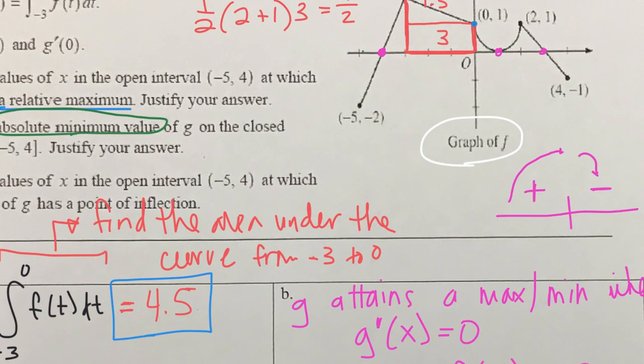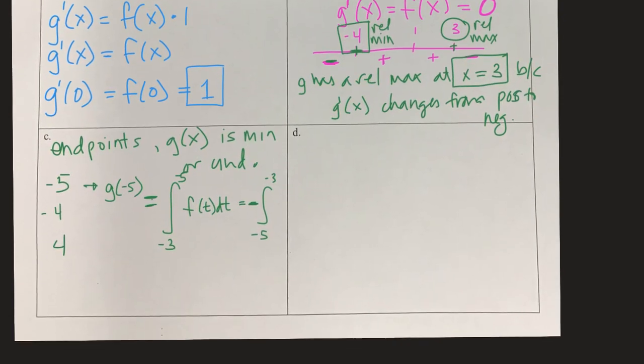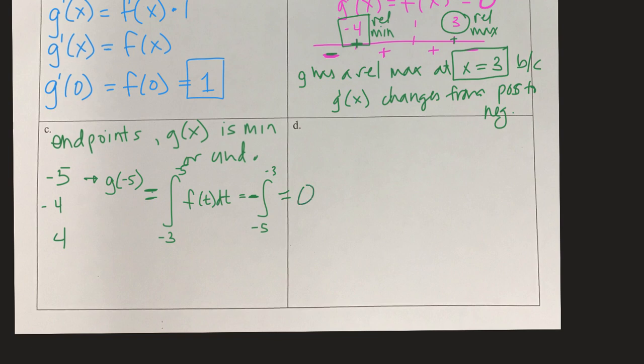So from negative 5 to negative 4, what do we have? Looks like an area of a triangle with a base of 1 and a height of negative 2. So this has an area of negative 1. And from this, has an area of positive 1. Oh, negative 1 plus positive 1 is 0. Okay, so g of negative 5 is 0.